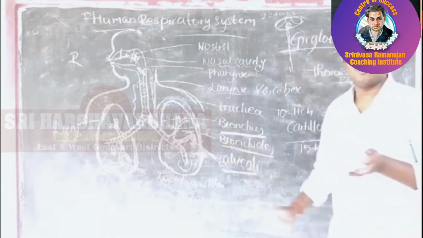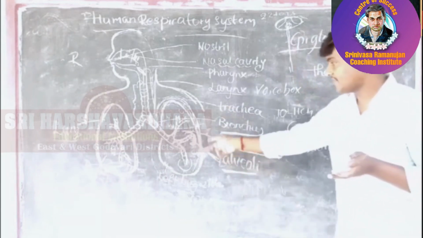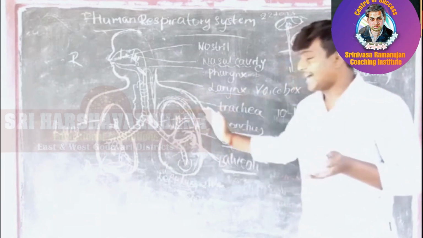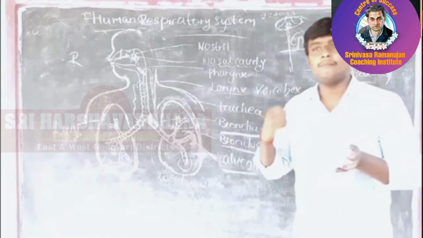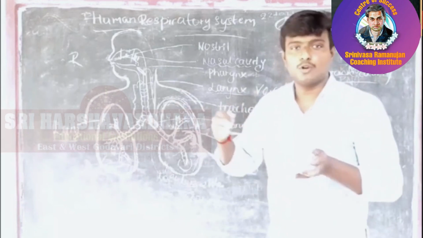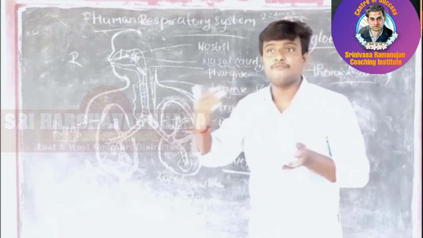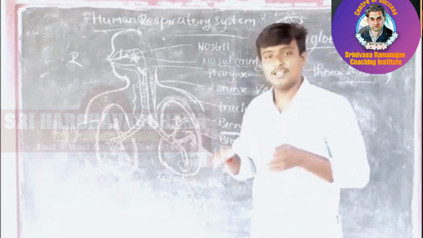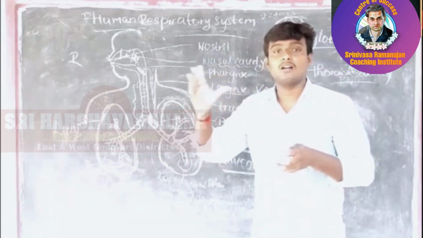After that, we see the two lungs in our thoracic cavity. The lungs are covered by the pleural membrane, which contains pleural fluid that protects them from external pressures and shocks. So this is about the human respiratory organs.